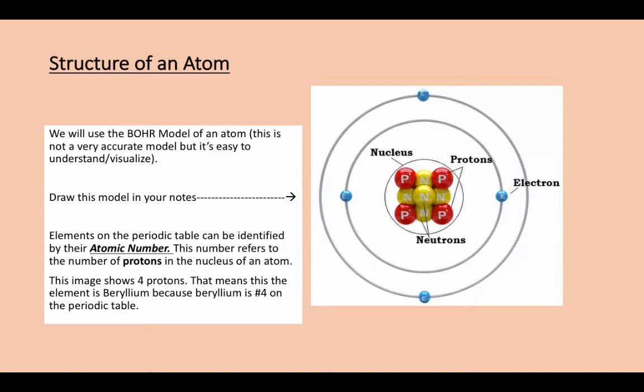In the center of an atom is the nucleus. The nucleus is broken down into protons and neutrons. Outside of the nucleus, you have electrons. Electrons, you can see, are on rings, and the electrons are negatively charged particles. The protons are positively charged particles. As you can see on the red spheres inside the nucleus, there's a little positive charge there. And the neutrons have no charge.